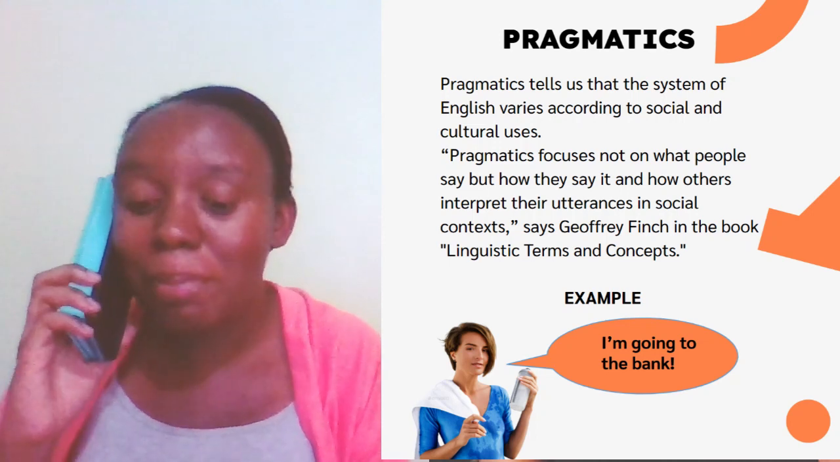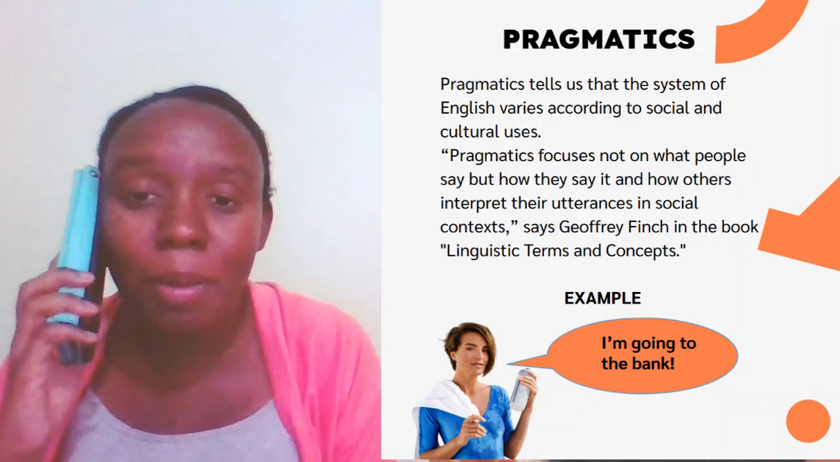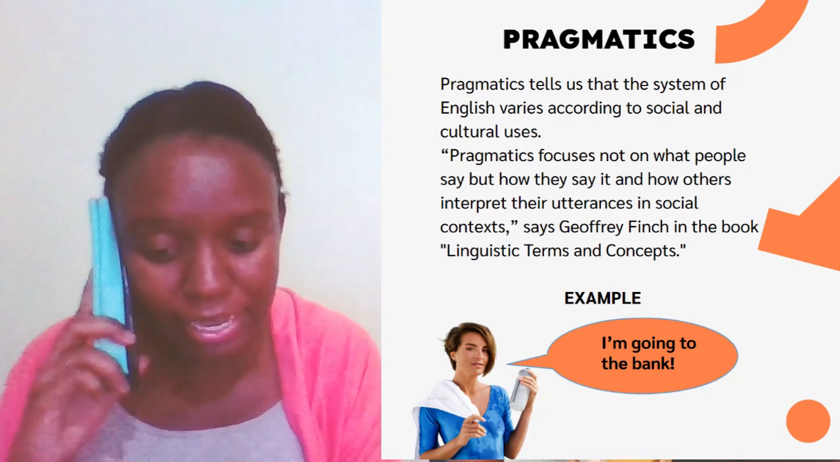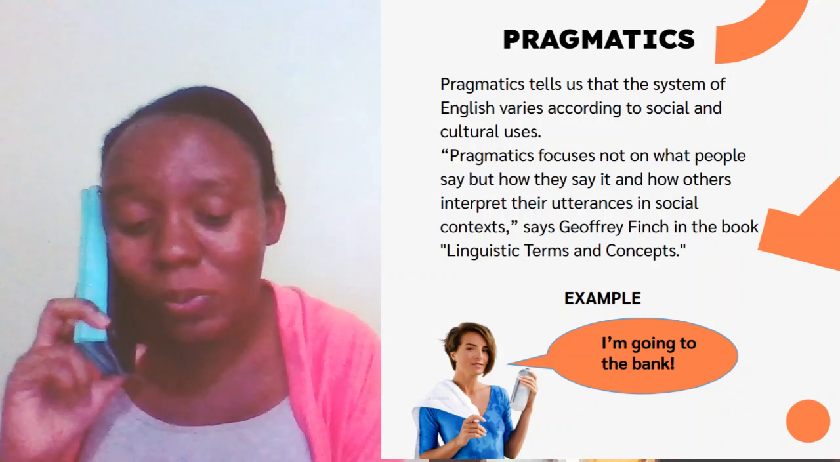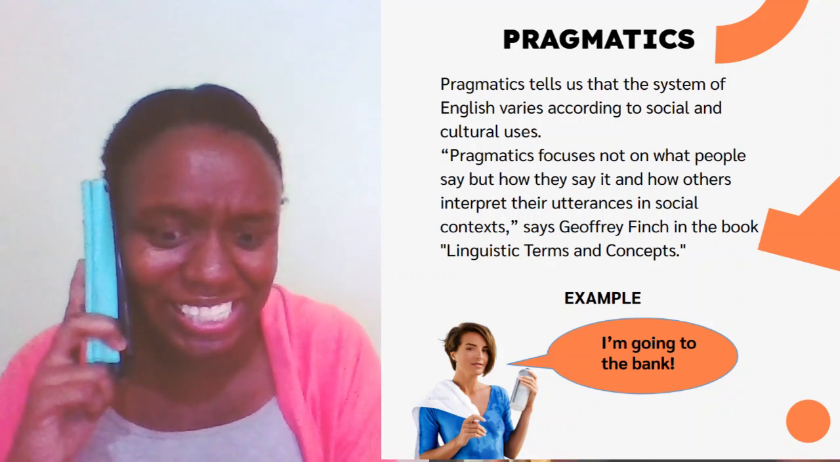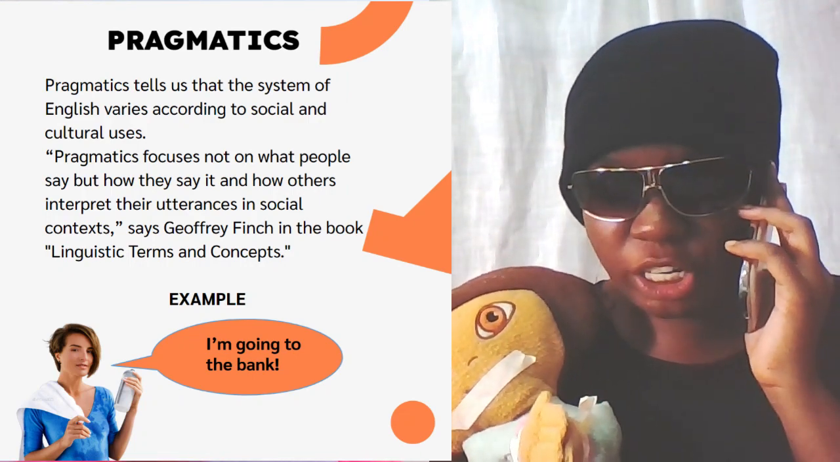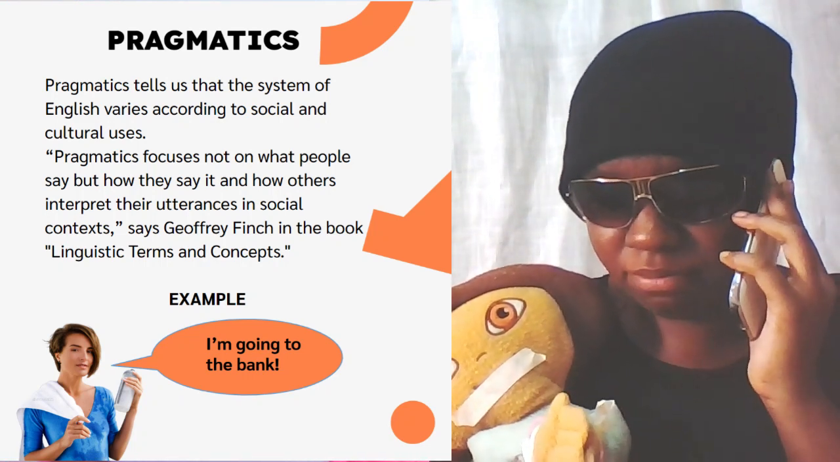Well, all that talk about context brings us to the 4th linguistic subsystem, and that's pragmatics. So pragmatics tells us that the system of English varies according to the social and cultural uses. Pragmatics focuses not on what people say, but how they say it and how others interpret their utterances in social context. That's according to Geoffrey Finch in the book Linguistic Terms and Concepts. I understand what you mean, though. For instance, if someone is dressed in a bikini with a towel thrown on their shoulder and they say, I'm going to the bank, would you think it's Scotia Bank or the River Bank? Exactly. So you understand pragmatics then?